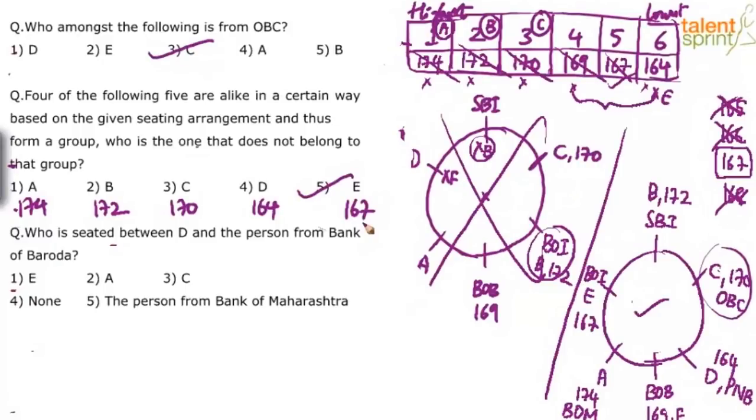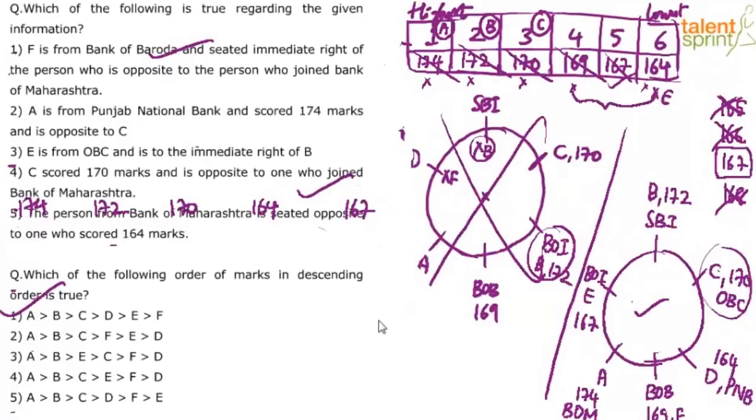Anyway, next question. Who is seated between D and the person from Bank of Baroda? D is here, and Bank of Baroda is here. So between D and Bank of Baroda, no one is seated. So none should be the answer. Two more questions, I guess. Let me present those two questions as well.